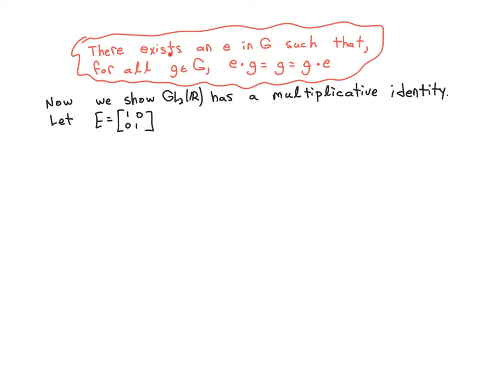So since it's an existential quantifier, we get to pick the element and then show that it has the right property. So we say, now we show that our group has a multiplicative identity. Now I'm going to specify what it is. It's this special matrix. Now the only thing I have to do in the rest of the proof is to show this second statement.